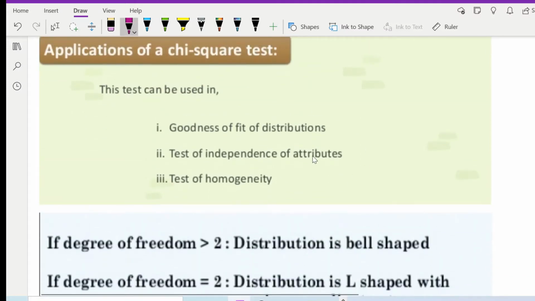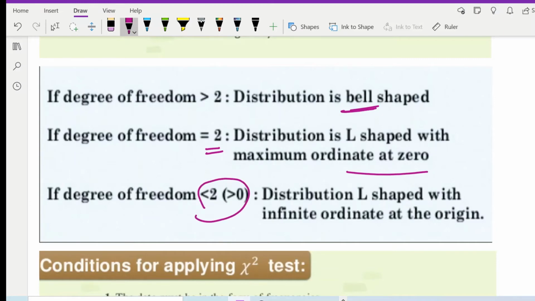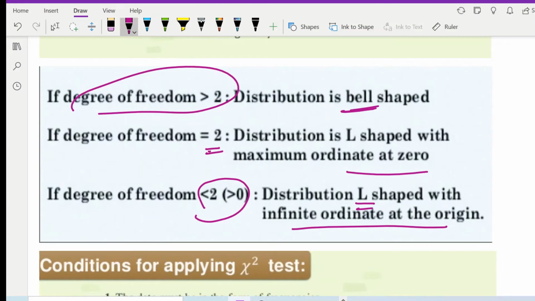These are some of the applications of chi-square distribution: to test the goodness of fit, to test the independence of attributes, and to test the homogeneity. If degrees of freedom is greater than 2, the distribution will follow a bell-shaped curve. If degrees of freedom exactly equals 2, the curve is L-shaped with the maximum ordinate at 0. If degrees of freedom is less than 2 and greater than 0, the distribution is L-shaped with infinite ordinate at the origin.